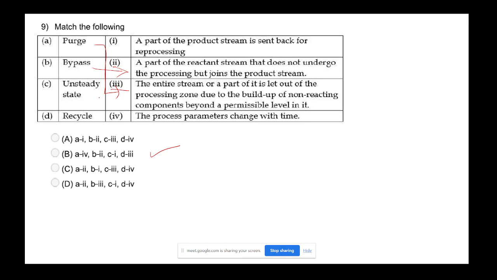Unsteady state is what? The parameters change with time. Example is batch process. It is number 4. And recycle is nothing but we send some amount of unreacted stream to the original processing unit, which is 1. So there is no match in these options. So please correct this question.